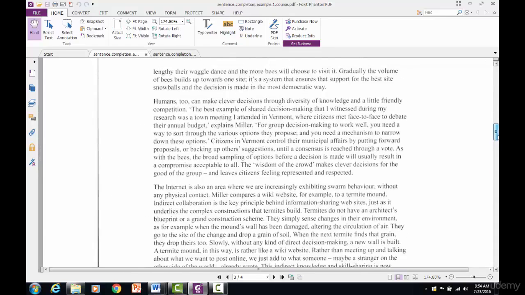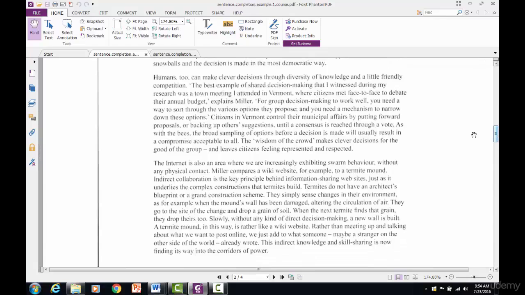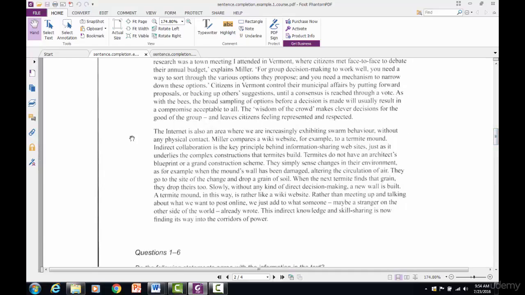And I would say this question is going in order, we can see. So we're right here with Vermont. All right, so here's something about the internet right here. The internet is also an area where we are increasingly exhibiting swarm behavior without any physical contact.